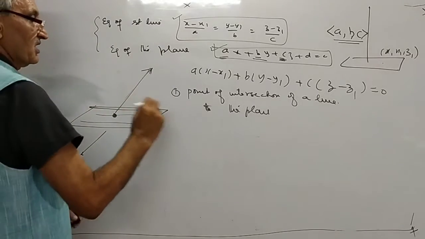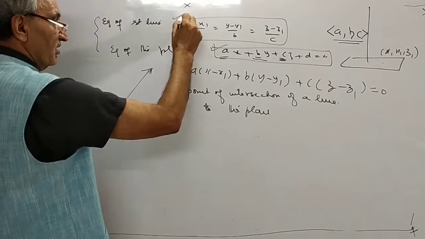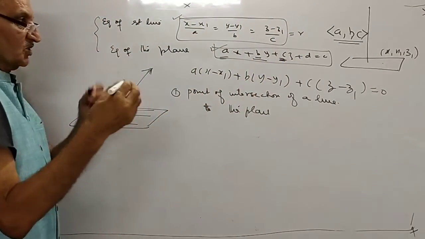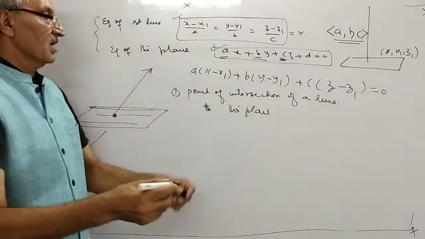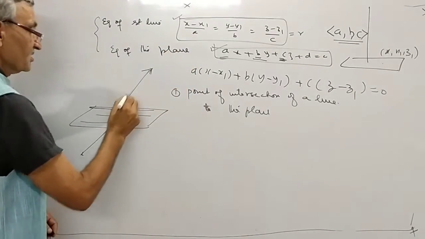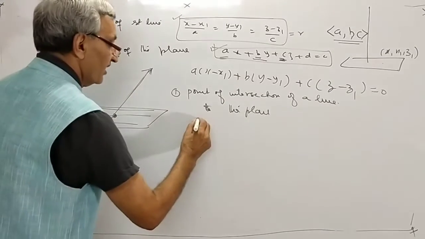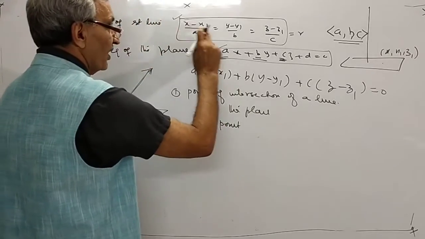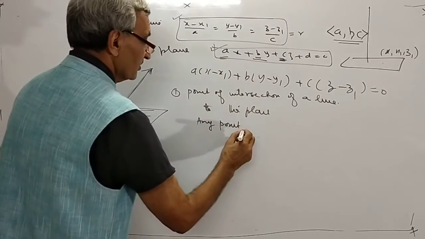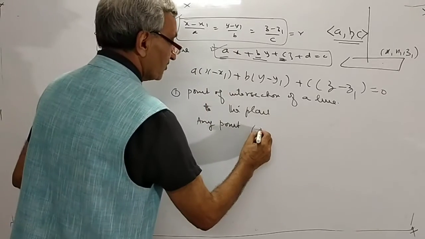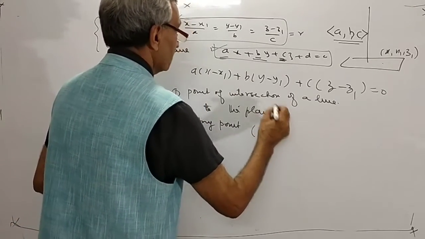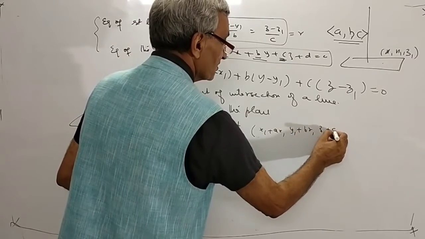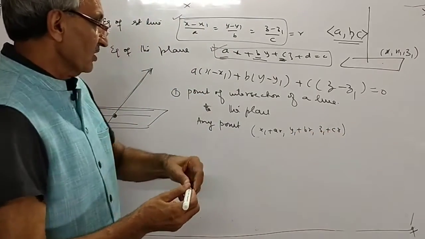What is the step? Step number one. This equation is equal to a constant, equal to r, equal to k, whatever. You find any point on the line. Let any point on the line be x, y, z, which satisfies the line. So this is equal to AR plus x1, BR plus y1, and CR plus z1. Put r value equal to 1, you find one point.